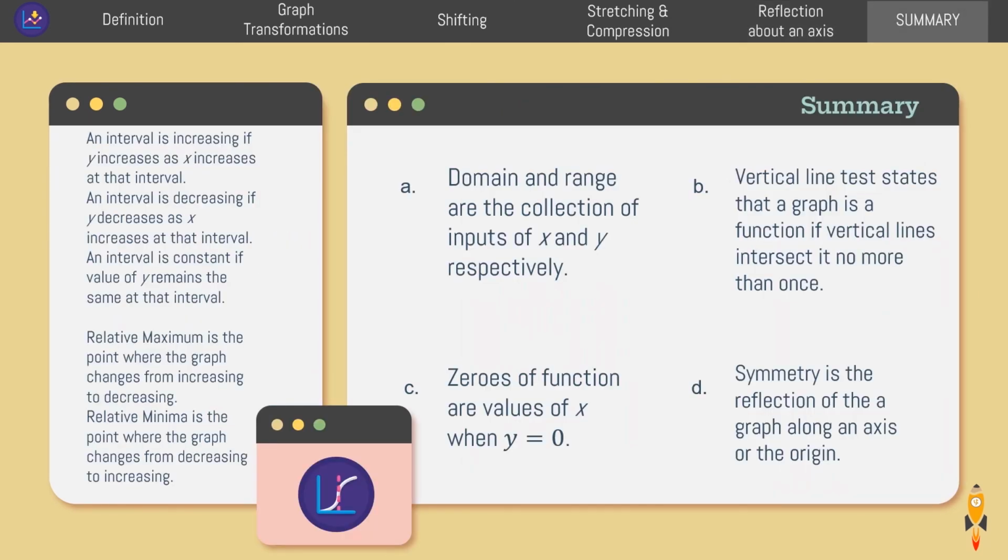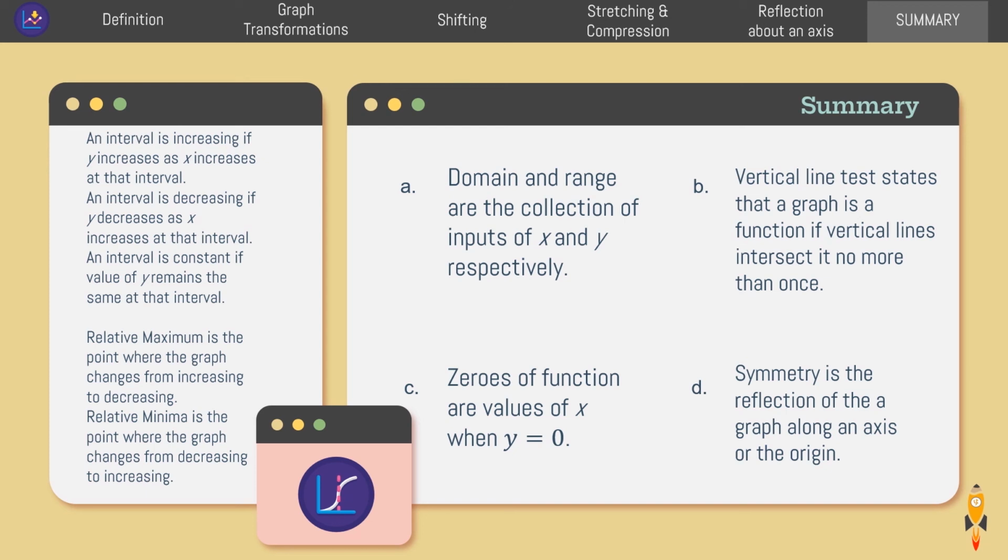That's all about graphs and inverse of functions. So, can you remember all of that? Let's have a recap of the points we've discussed. Domain and range are the collection of inputs of x and y, respectively. Vertical line test states that a graph is a function if vertical lines intersect it no more than once.